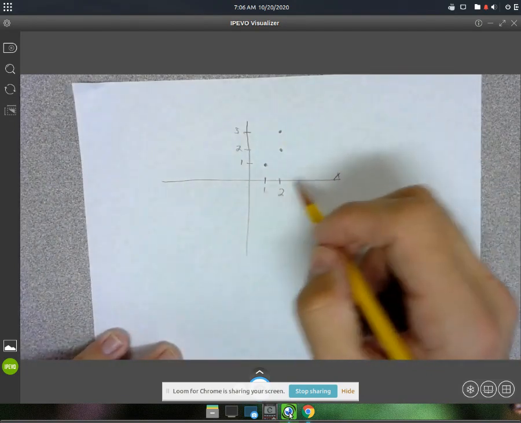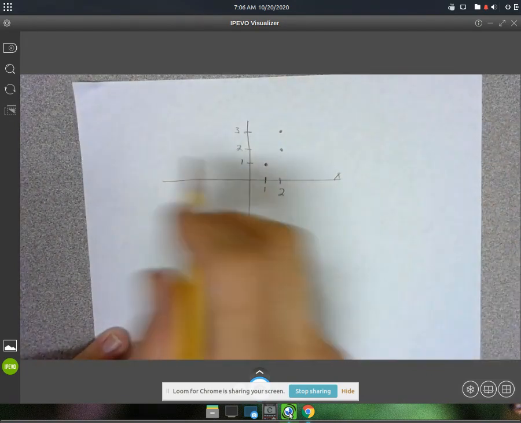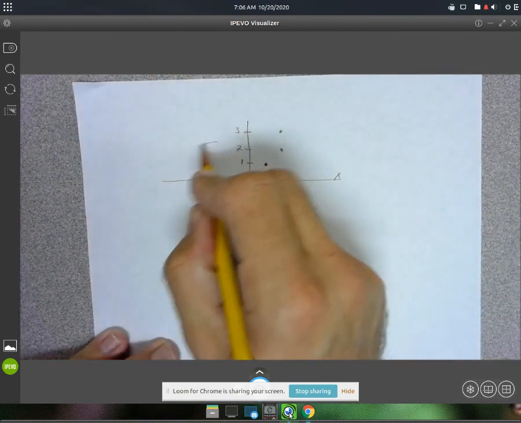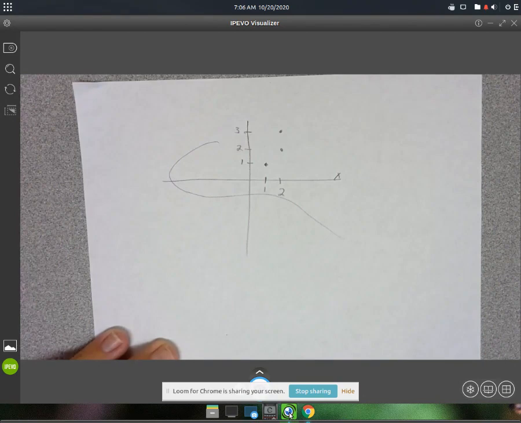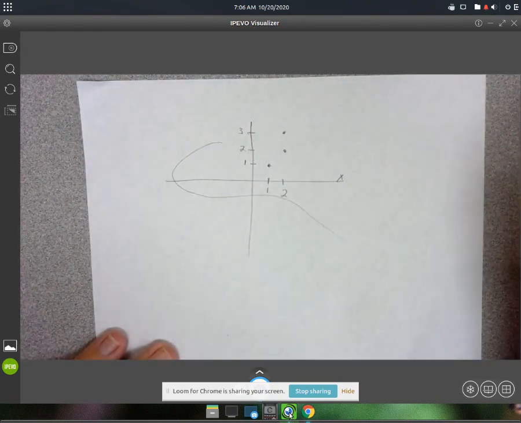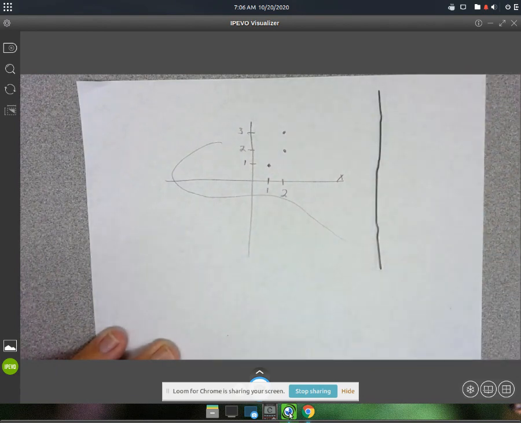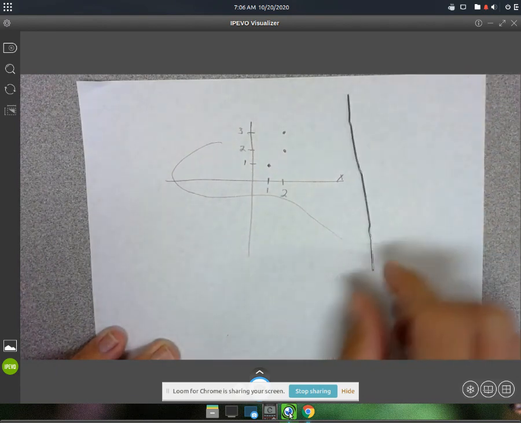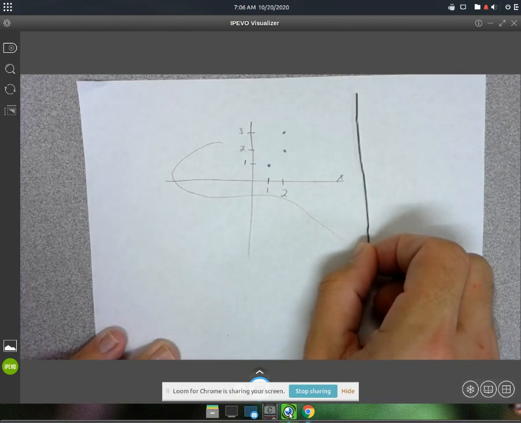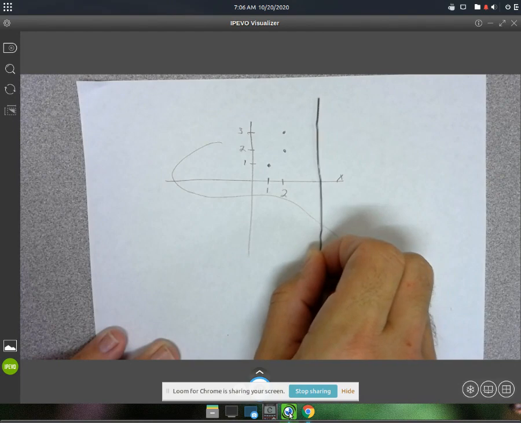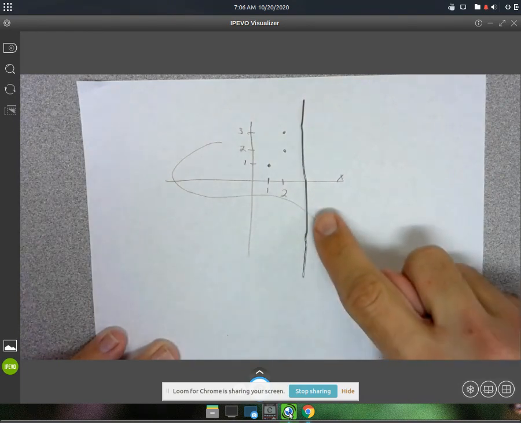Now this method works, but sometimes it's hard to tell whenever the graph's all curvy or something like that. But what this method is, it's called the vertical line test, and it basically says if you have a vertical line, something straight up and down, if it crosses the graph twice or more in any place, then it is not a function. So up to this point, you can see the vertical line is only crossing it one time.